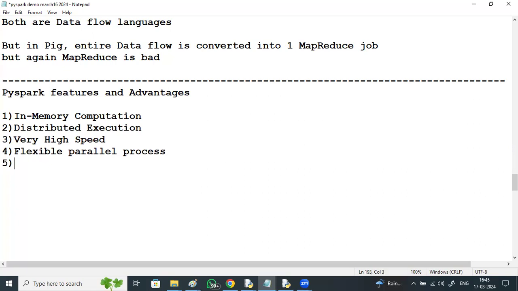And one more thing, Spark has special libraries available, so it is good for iterative algorithms. And as I said, it supports advanced analytics. Spark supports advanced analytics.